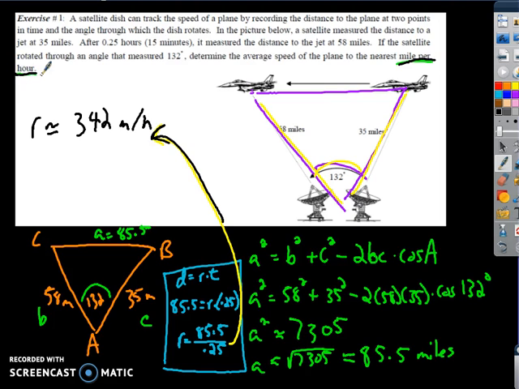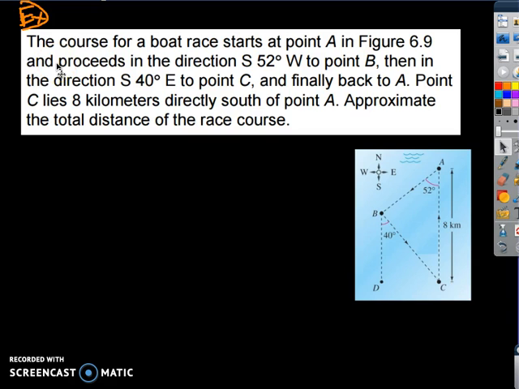All right, that's one example. We got one more, and that would be it. Okay, so the course of a boat race starts at a point A, and this is figure 6.9, here's figure 6.9, and this is where we start.